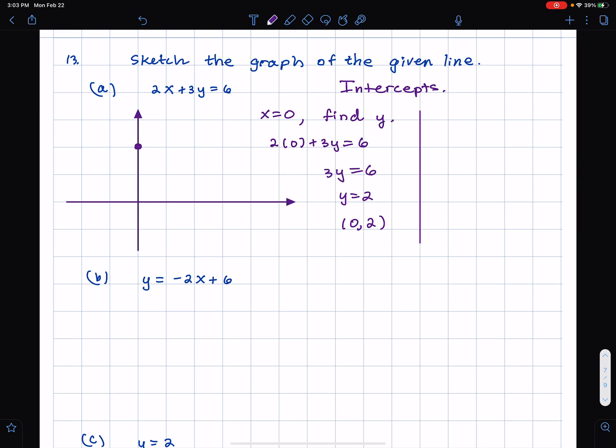And then I'll do y equals 0, find x. So if I let y equal 0, I have 2x plus 3 times 0 equals 6. 2x equals 6 and x equals 3. So I have this point (3, 0) as another point.